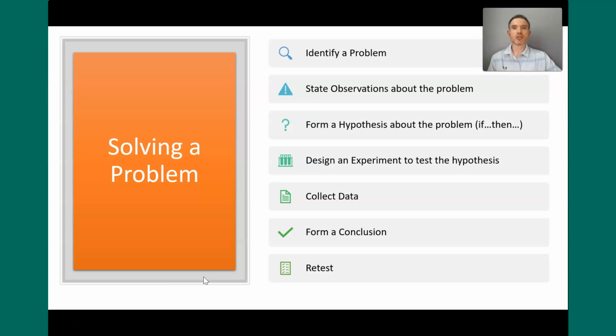So, in summary, to solve our problem, we identify it, we state our observation, we form a hypothesis, sometimes using an if-then statement. We design our experiment to test the hypothesis, we collect data, we analyze, we make a conclusion, and we retest.